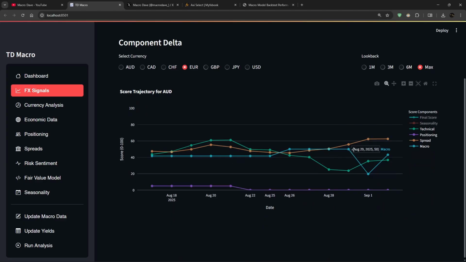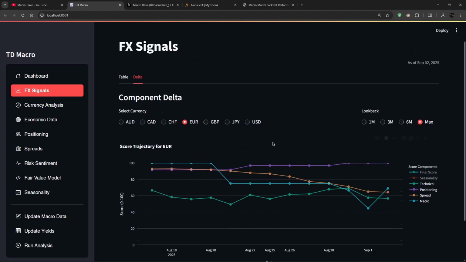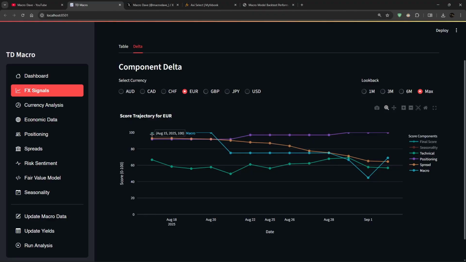So this blue line right here is macro, and you can see that macro, wait, this is not the euro, sorry. This is the euro. So you can see that on August 15, macro for the euro was at 100, and today it's at 68. So this is not good. So even though a macro reading of 68 is bullish, the momentum is going down. It is getting less bullish essentially, right?